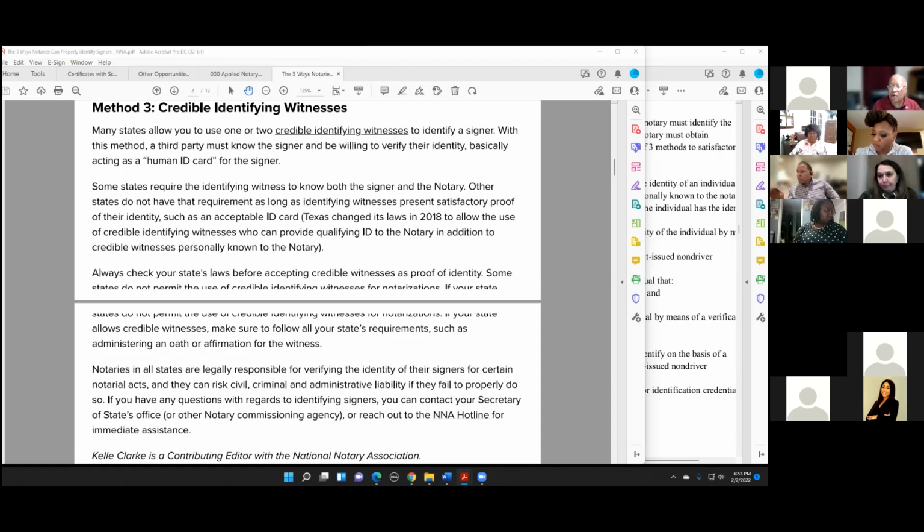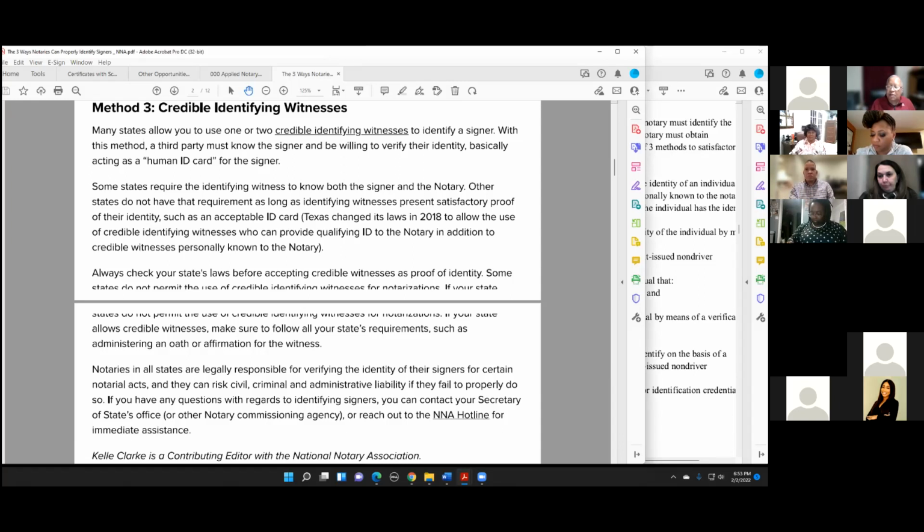But now, if you don't know that credible witness, they can present to you a valid ID card that you can use to have them act as a credible witness for this third person. So if someone comes to you, they don't have ID, and you don't personally know them, there can be a third person there called a credible witness who can identify that person for you as a notary. What happens is that if you don't know that person, they must show you their ID, and you must take their ID information and write it down.